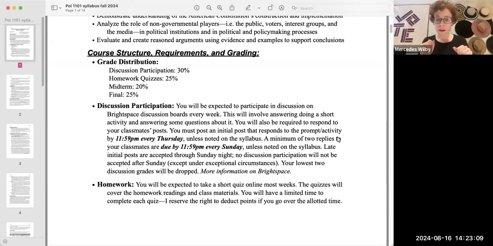One more hint. I say that the initial post is due on Thursdays and the 2 replies are due on Sundays. That does not mean you have to do them on Thursday and Sunday, respectively. You could do them earlier in the week. They're just due no later than those dates. So you are welcome to do your discussion participation earlier in the week and be completely done by the weekend. That is up to you and how you want to manage your time in this asynchronous class.